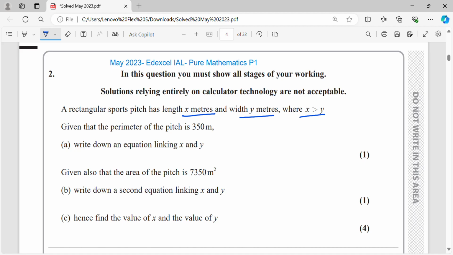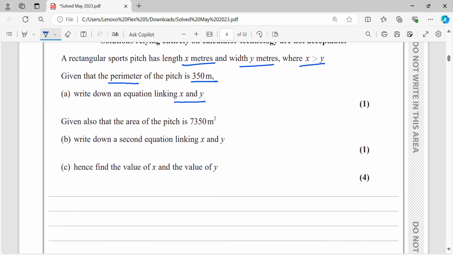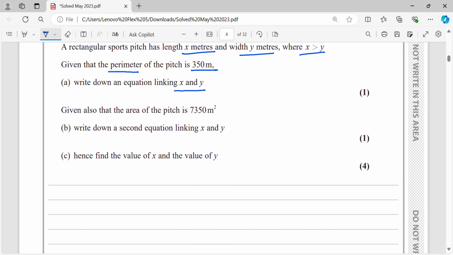Given that the perimeter of the pitch is 350 meters, the perimeter is given here. Write down an equation linking x and y. So perimeter is given. Let's use the formula for perimeter. Because it's a rectangular pitch, we know that the formula for the perimeter is 2x plus 2y, and the perimeter is 350 meters.